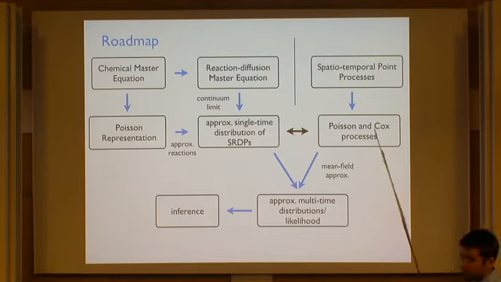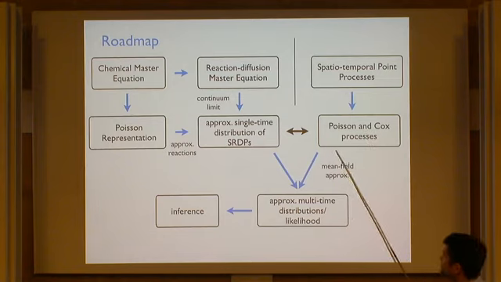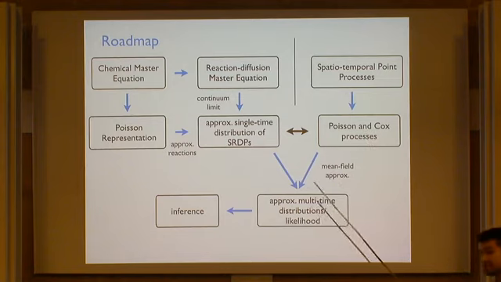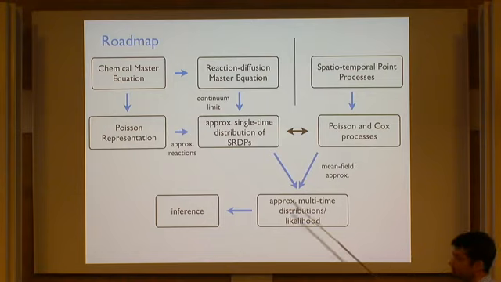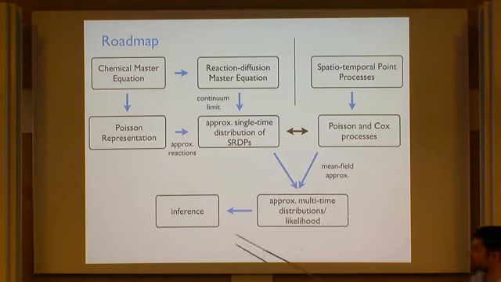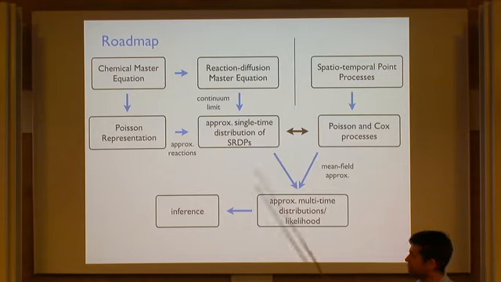Now we want to do inference for multiple time points. So we will then apply another approximation, in some sense a mean field approximation, to approximate multi-time distributions using this connection. And this will allow us to approximate data likelihoods and then very naturally lead to inference methods.